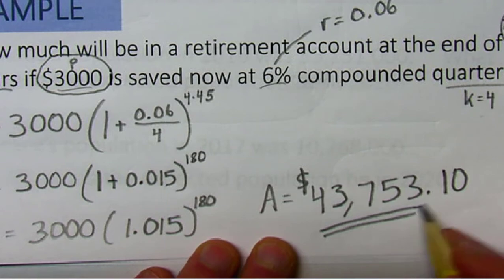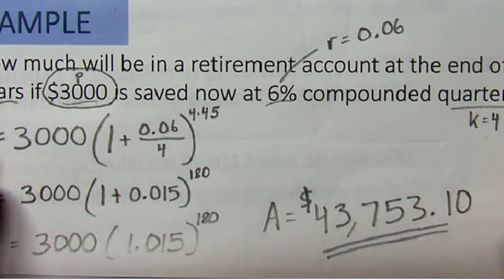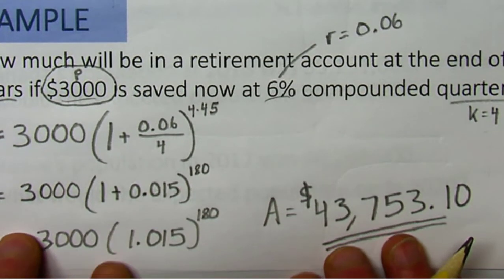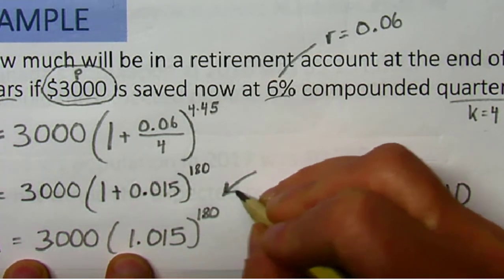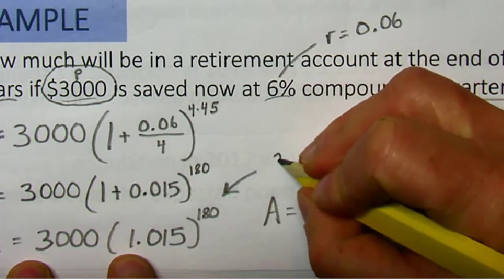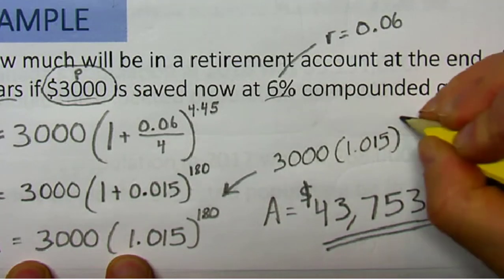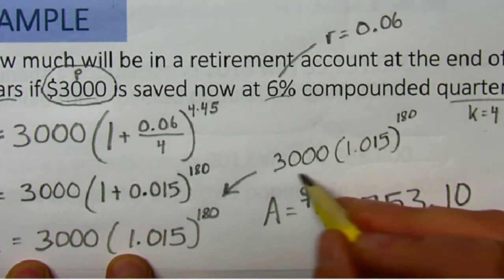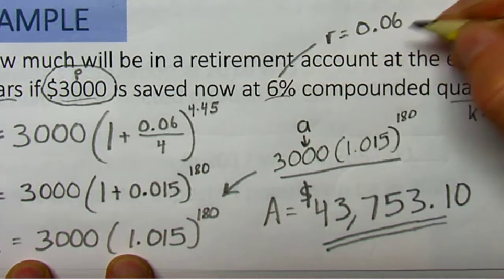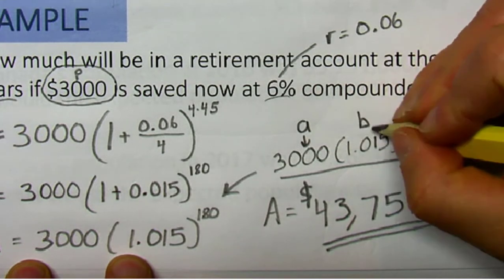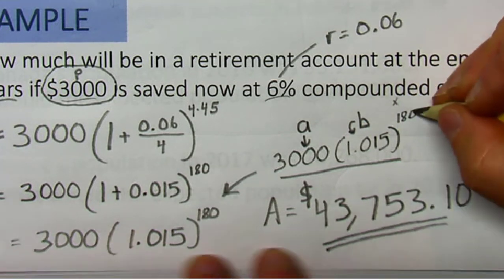There's a number of WebAssign problems that will have you doing that exact type of calculation. Now, before we leave this problem, though, there's one more thing I want to point out. Before you got your number of 43,753, look at what you had to do for a calculation. We had 3,000 times 1.015 to the 180th power. This is exactly like our model for exponential function. We have an a value of 3,000 because that's what we started with. Our b value is 1.015, and our variable, which was time, was part of the exponent.